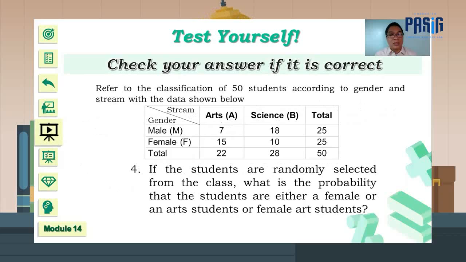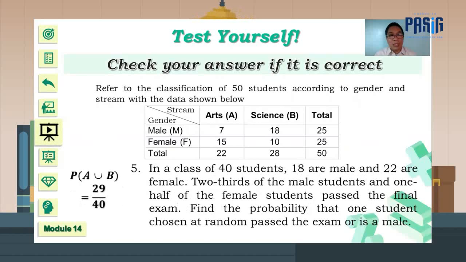Number 4, what is the probability that the student is either a female or an art student or a female art student? 32 over 50. And the last one, find the probability that one student chosen at random passed the exam or is a male. The answer is 29 over 40.